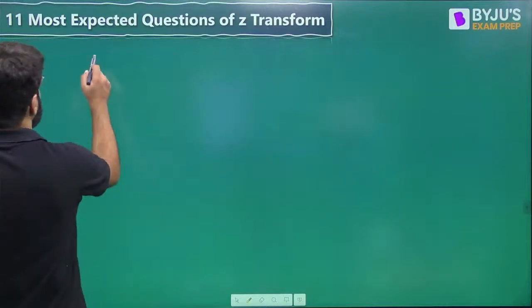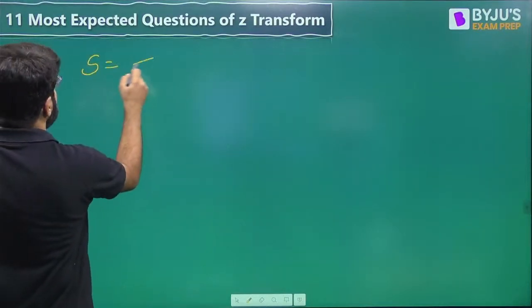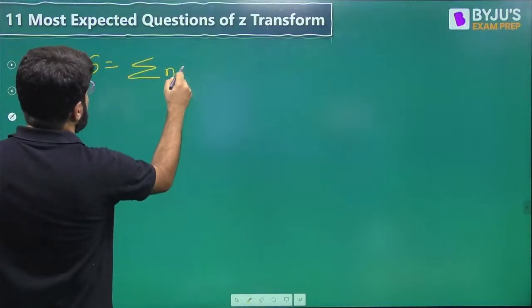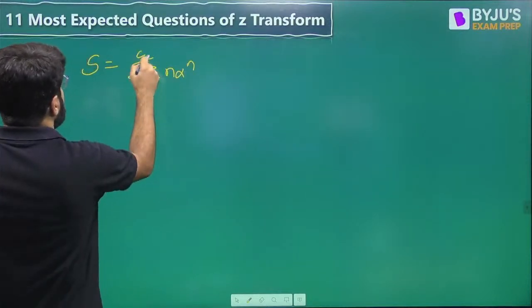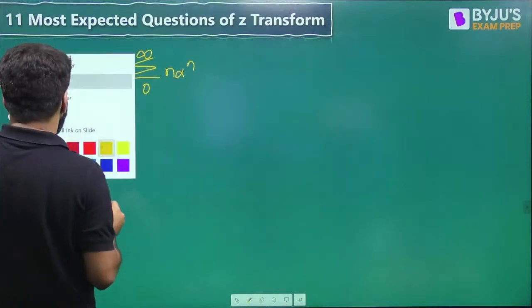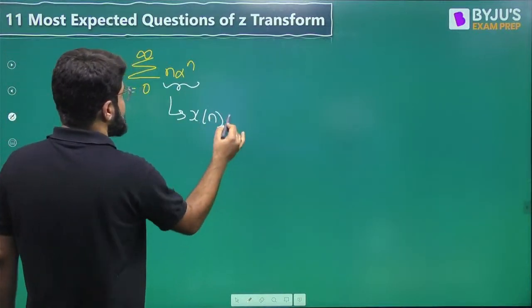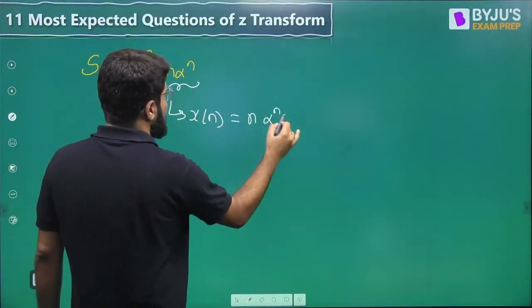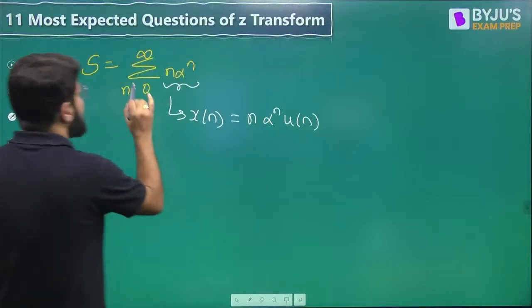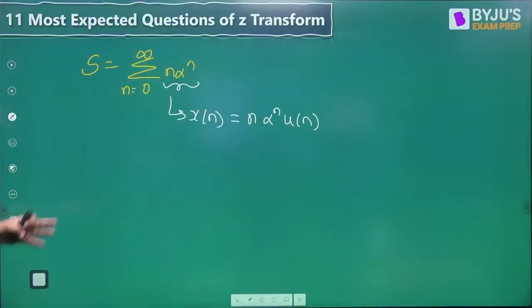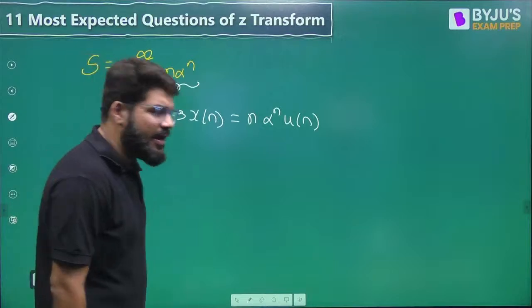So now what is the question? The question says, let S be the summation n alpha power n from n equal to 0 to infinity. So let this be some signal xn, which is n alpha power n u[n]. Anyways, the limit is 0 to infinity, so we can even write u[n].